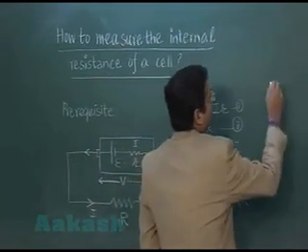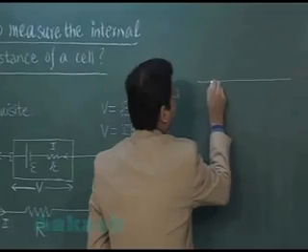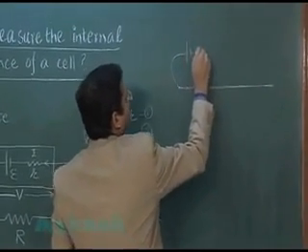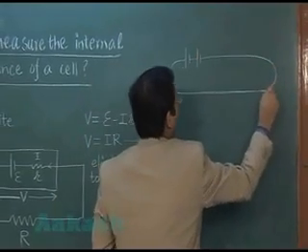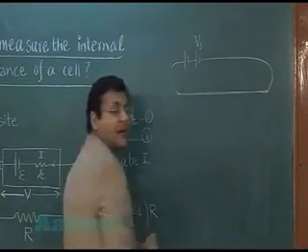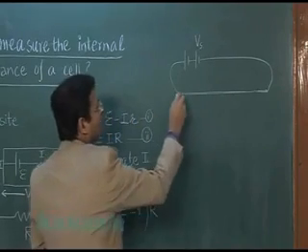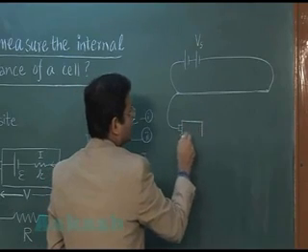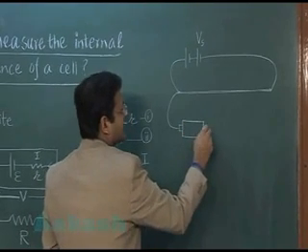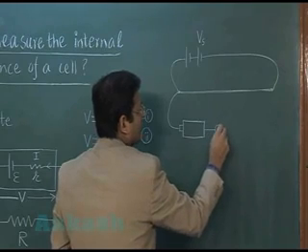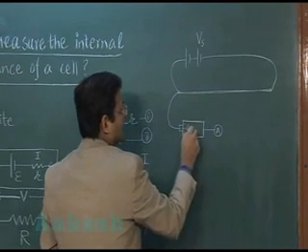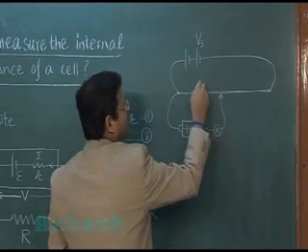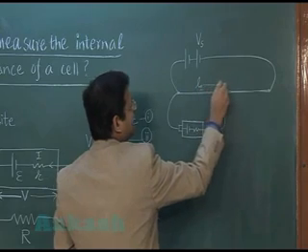Again, imagine that you have a potentiometer wire here, connected to some supply voltage. The first time, you connect the cell whose internal resistance you want to measure. Right now you can see, say the balancing length comes out to be L1.